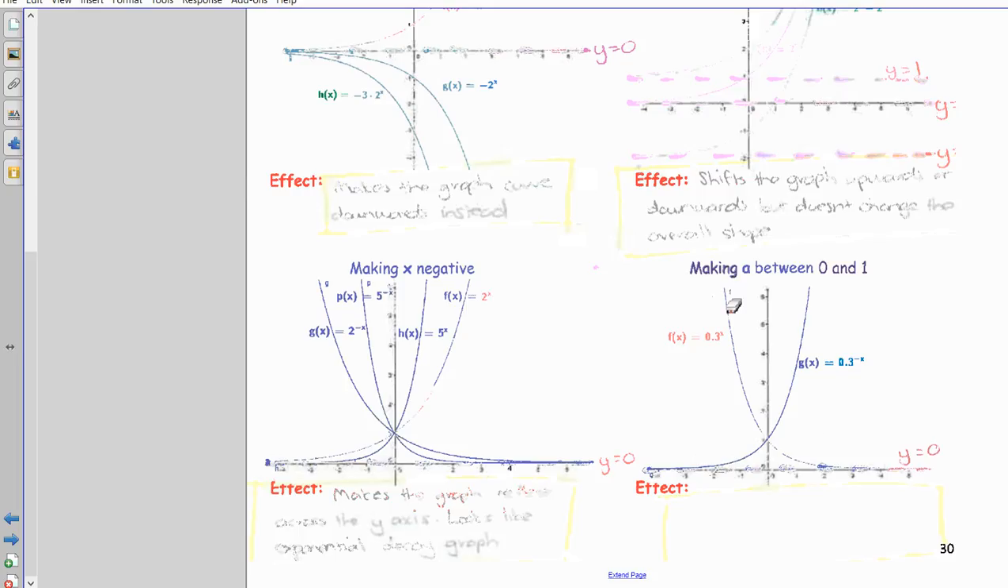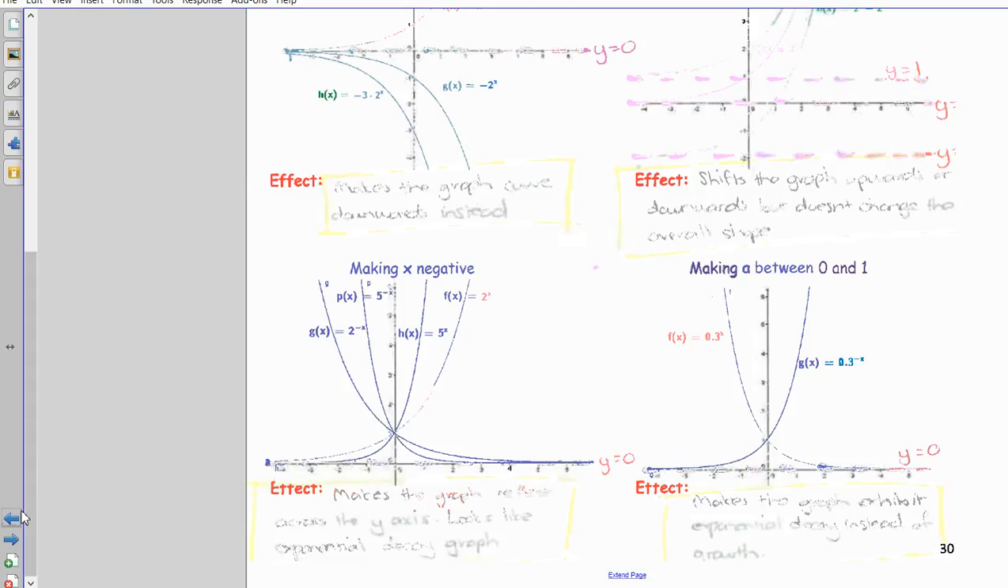But if you have a between 0 and 1 and the exponent is negative, it kind of counteracts itself and makes it back into a growth. So it makes the graph exponential decay instead of growth. But if you do both of these things, then it just makes it a regular growth one as well.